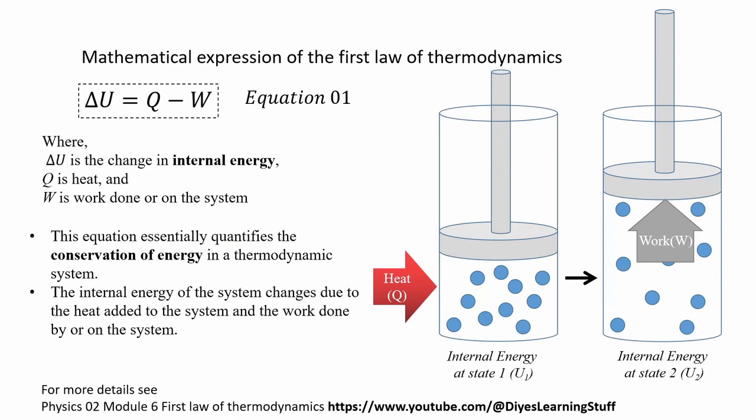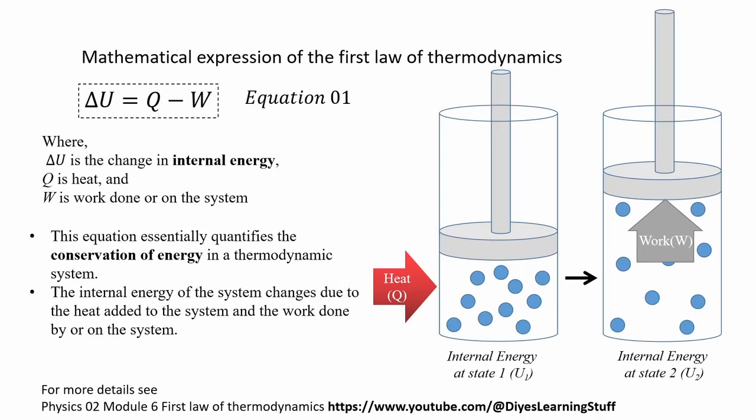Mathematical expression of the first law of thermodynamics is shown here in equation 1. Where delta U is the change in internal energy, Q is heat, and W is work done on or by the system. Internal energy refers to the kinetic energy of the particles inside a chamber. Heat Q is introduced to the system where it contains an ideal gas.